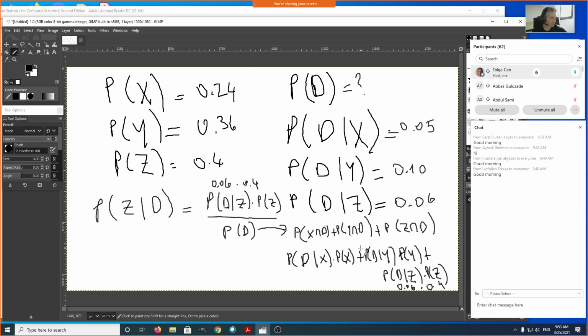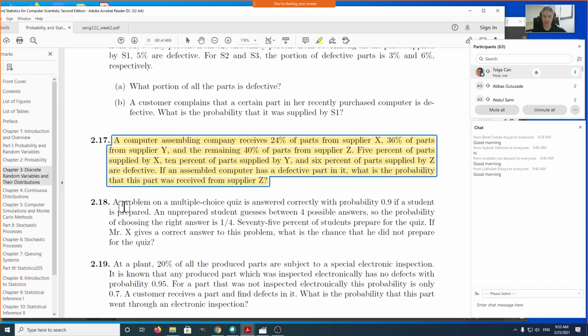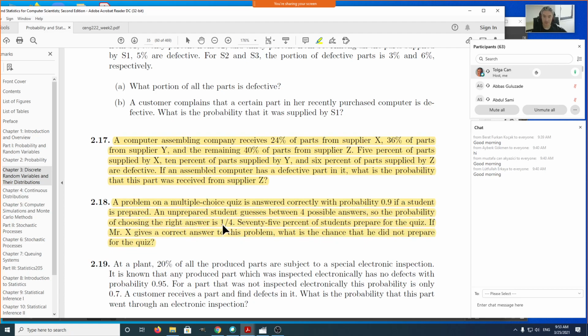Okay, so this is exercise 2.17. Any questions from this exercise? So it basically focuses on the law of total probability and application of the Bayes rule. Now, if you go and take a look at what exercise 2.17 is about, it's about a quiz. A multiple choice quiz is answered correctly with probability 0.9 if a student is prepared.